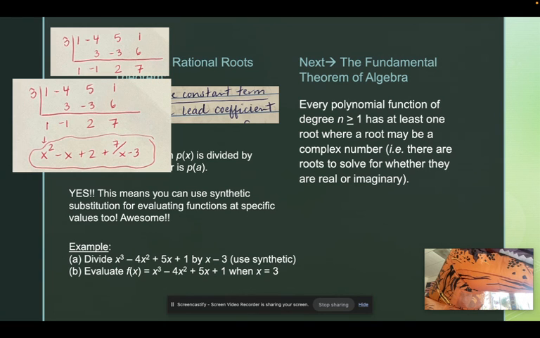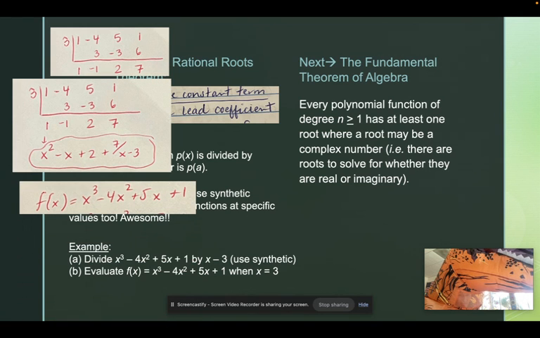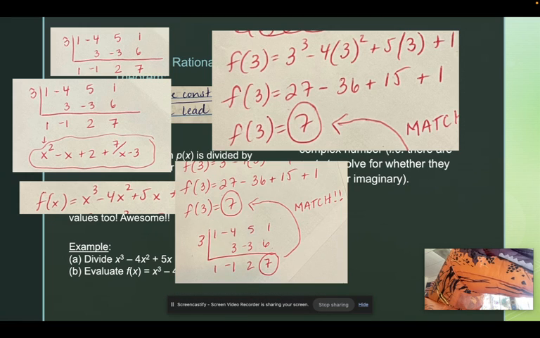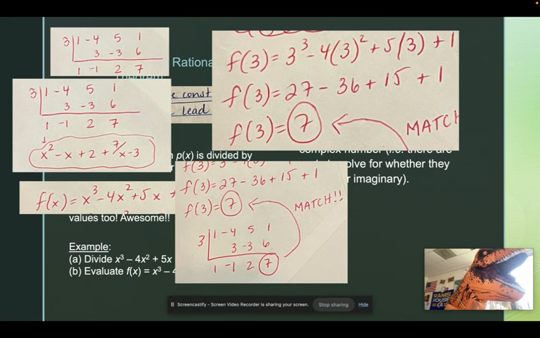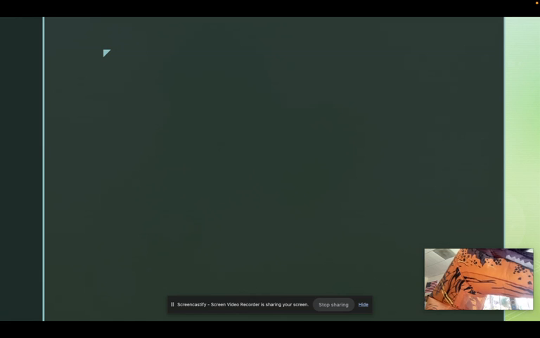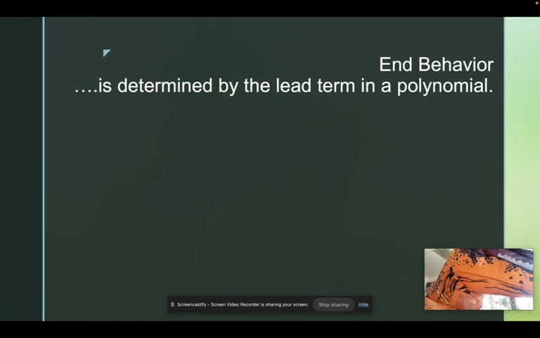But then also, if we take the same function and sub in a 3, we would get 7. Okay, and so you can see that the remainder that you get when you do division is also what you'll get if you were to evaluate that function at that particular value. Okay, so next, end behavior.